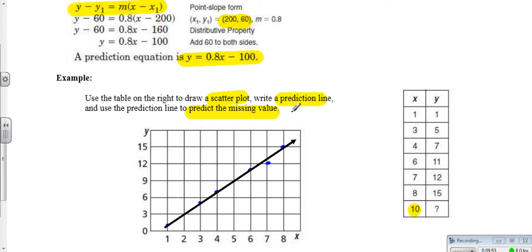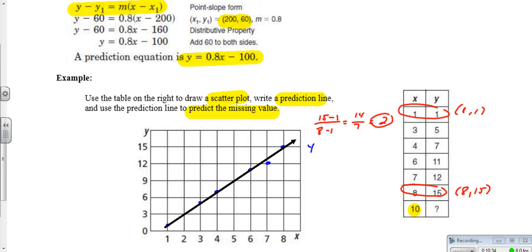And when you're doing a line of best fit, it's best to choose points on the end. Okay, so let's just choose 1 and 1, and we'll choose 8 and 15. We're going to follow the same method as before. Now again, this is 1, 1, and this is the coordinate 8, 15. So rise over run. So we're going to find the change in y's. So I'll go 15 minus 1. Change in x's, 8 minus 1. And we get 14 over 7, which is 2. That's the slope.